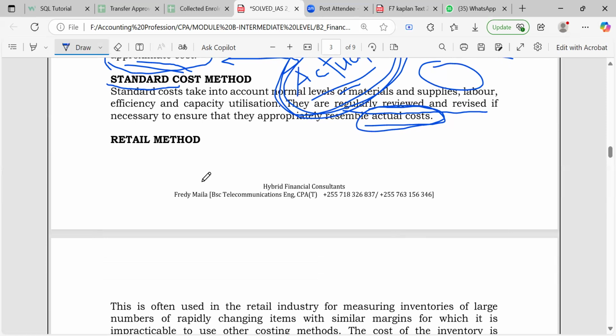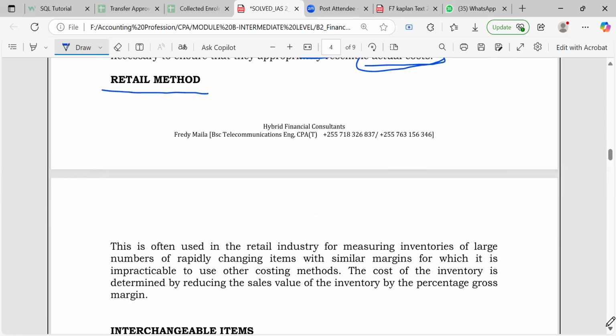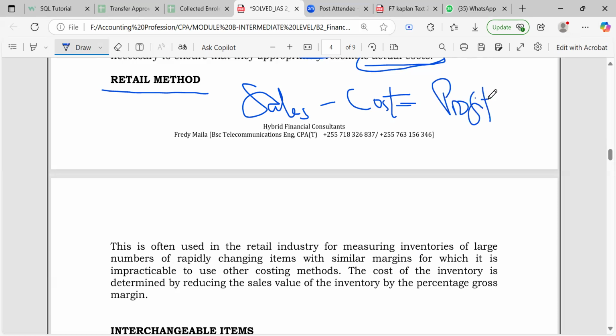Yes. And now as for the retail method, how to do the retail method, you need to know the cost of inventory. How do we get that? Sometimes you may know the sales value of the goods. Let's say you know the sales value, and we all know that sales minus cost, we get the profit, right? For example, if you deduct the cost of sales, you would have the gross profit. Sales minus cost of sales. I'm not writing the word gross here, but as long as this cost is cost of sales, this should be the gross profit.